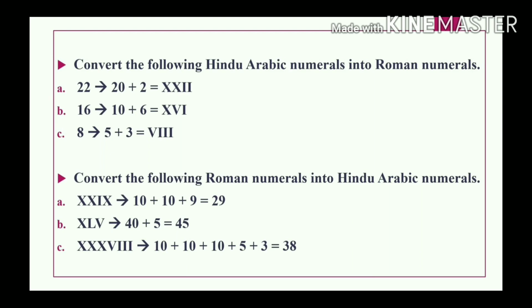So as we have learned from the previous topic, XL is the Roman numeral for 40 and V is the Roman numeral of 5. So 40 plus 5 is equal to 45. So we can say XLV is equal to 45. Now the next number.